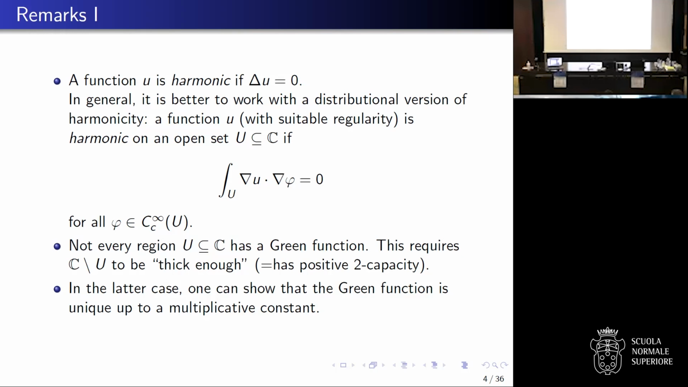Right, and then some general remarks here. Maybe you remember Green's functions don't exist for all regions, right? The complement of the region has to be somewhat thick enough in the appropriate sense. It has to have positive capacity. But if you have these conditions, then there's a uniqueness theorem for a Green function, namely up to a multiplicative constant, it's uniquely determined.